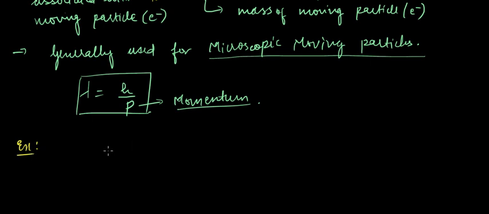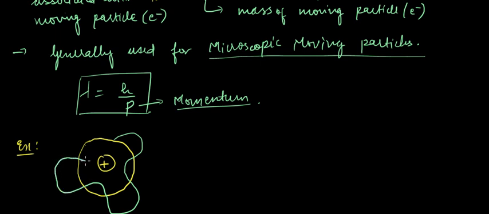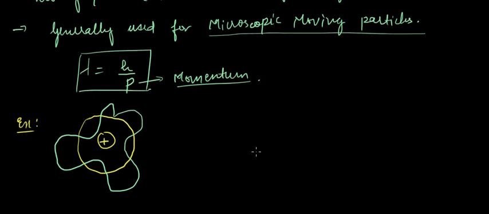So supposedly this is a positively charged nucleus and the electron is supposed to have its path in the orbit as something like this. This is the orbit, so the electron is supposed to have a path like this one. Okay, so this is always a constructive pattern.